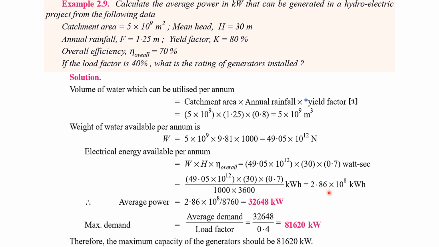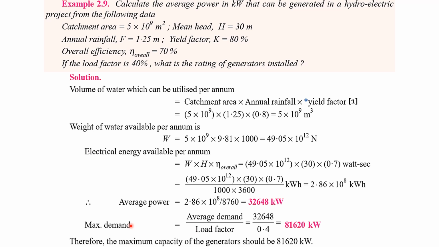So the average load, the average power which the plant is able to produce, is 2.86 × 10^8, which is the energy, divided by the number of hours during which this energy was generated, 8760. That gives you 32648 kilowatts.